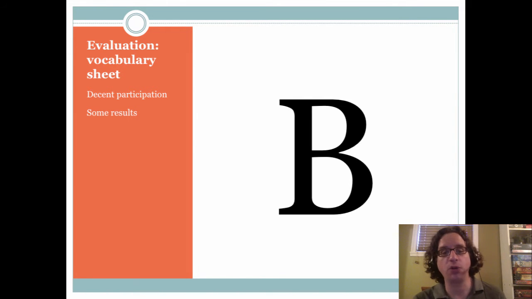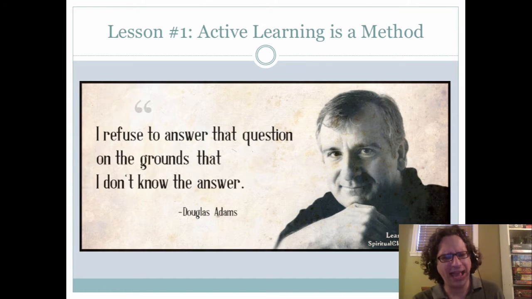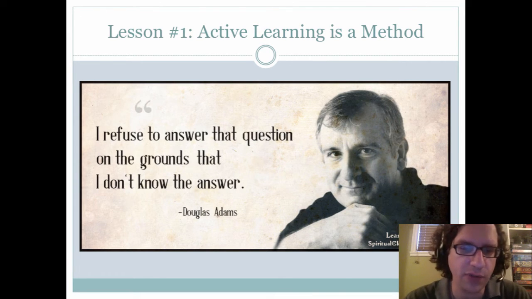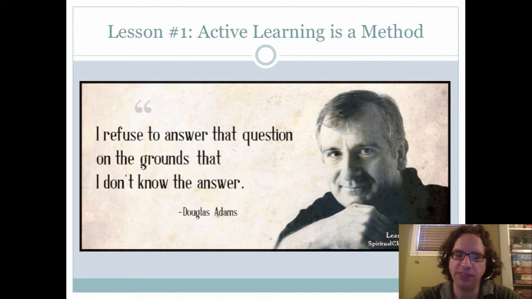All right, so what are the lessons learned from this activity? First of all, active learning is a method. This really matters. Here we have Douglas Adams saying, I refuse to answer that question on the grounds that I don't know the answer. This is something you have to learn to do with your students. If you're going to do active learning, you have to stop answering questions.